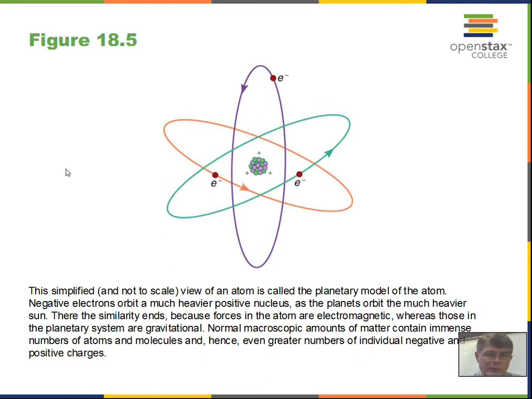There are two types of charge. The electron carries negative charge, the proton carries positive charge, and there are other particles we'll talk about later in the semester that also have this property of charge.